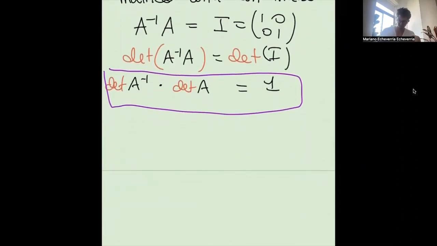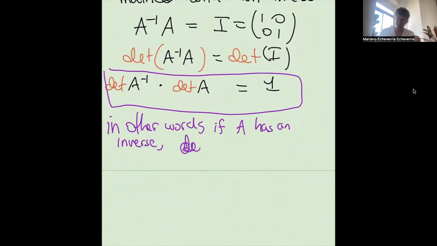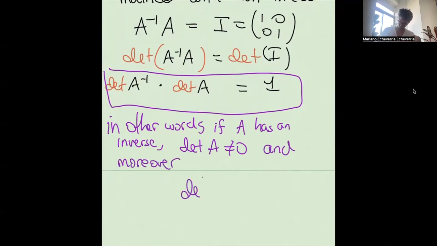So in other words, if A has an inverse, the determinant of A must be non-zero. Otherwise, this equation would not be able to be solved. And moreover, the determinant of the inverse of A is one over the determinant of A, if you solve this equation for the determinant of A inverse.